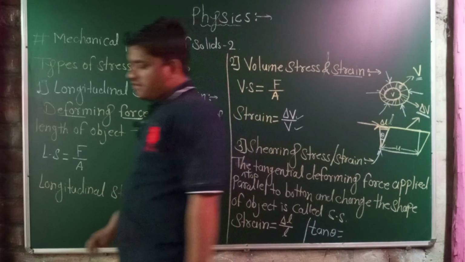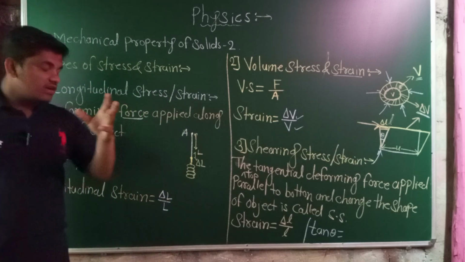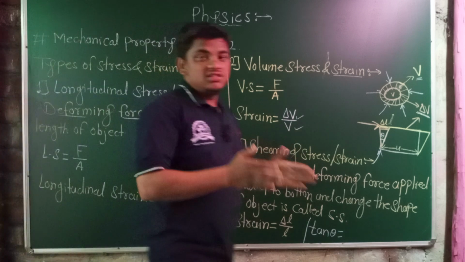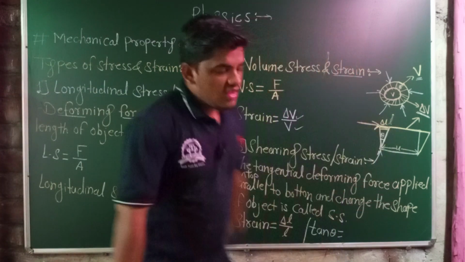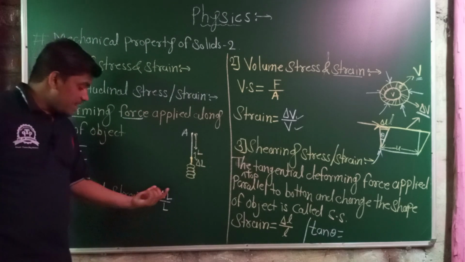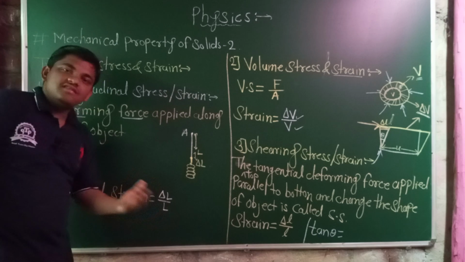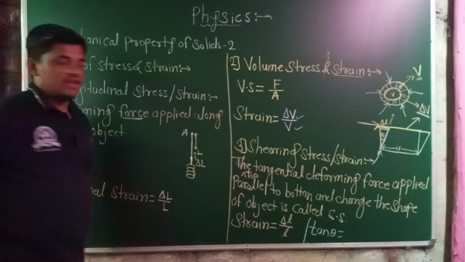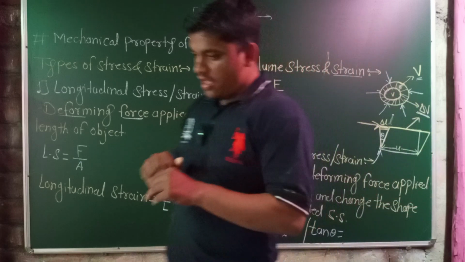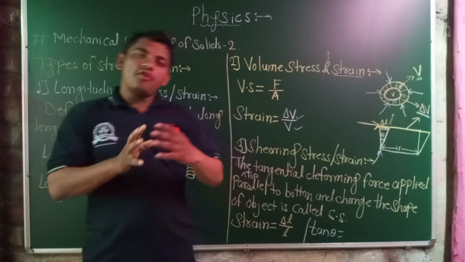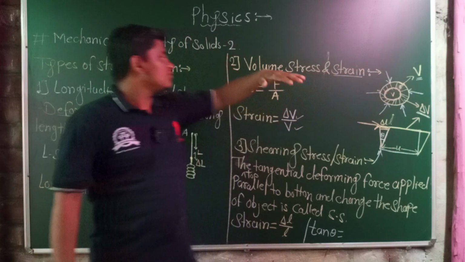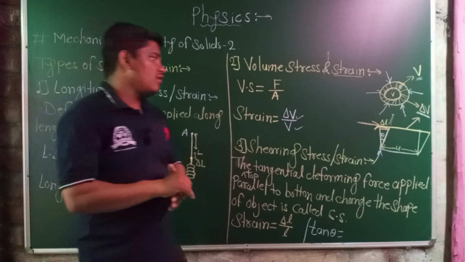Then longitudinal strain: if we apply a certain deforming force along the length of the object, then the length of that object will change. The strain is the ratio of the change in dimension to the original dimension, so the change in length to the original length. This is the formula for longitudinal strain. The next part is volume stress or volume strain. If we apply a certain deforming force, the object will change in its volume. This stress or strain is known as volume stress or volume strain.